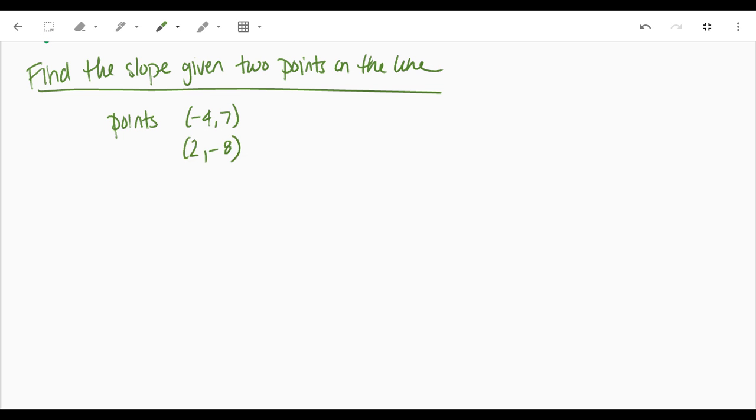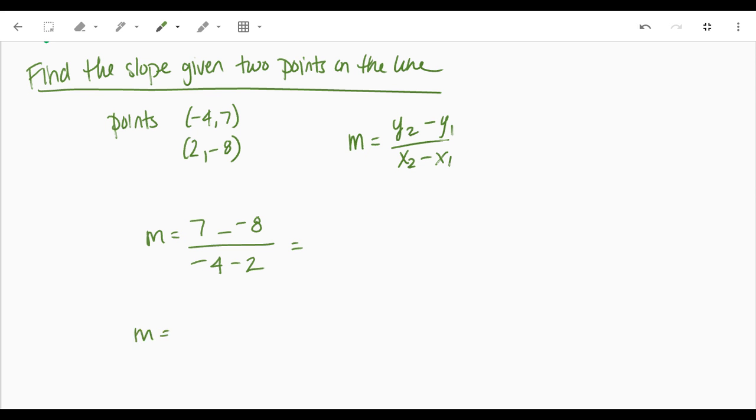Okay, so remember m is the difference in the y's over the difference in the x's. And just make sure you do them in the correct order. Okay, so we could do 7 minus negative 8 over negative 4 minus 2. What we don't want to do is say, okay, I want to do 7 minus negative 8, and then I want to do 2 minus negative 4. You can't do that, okay, because you're reversing the order.